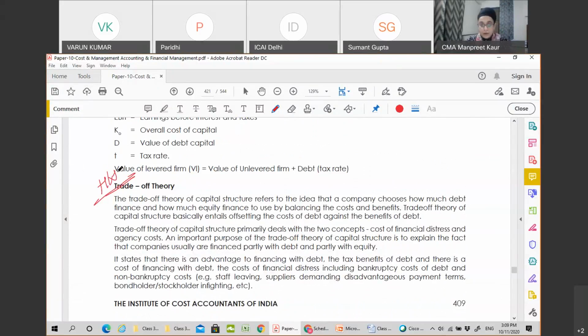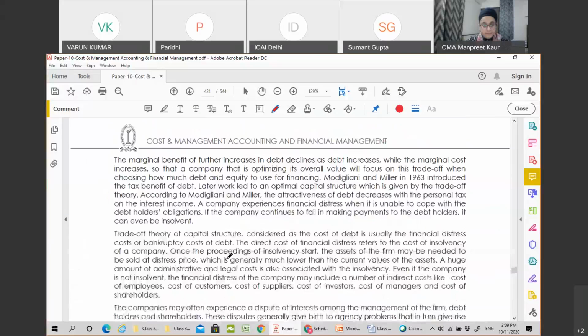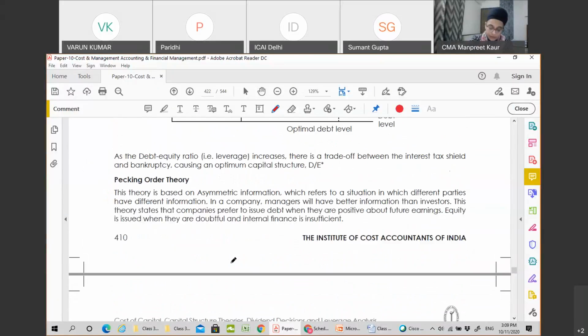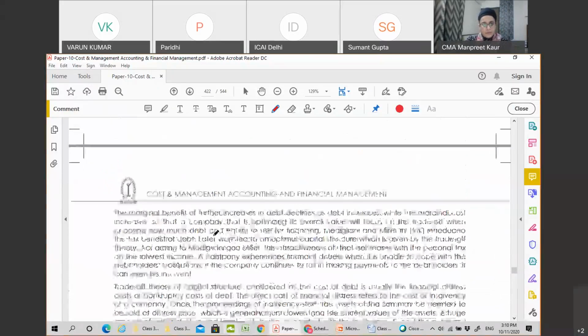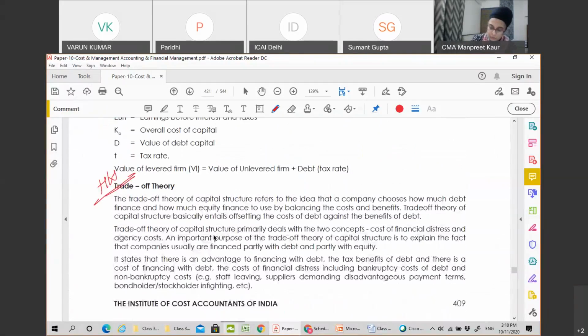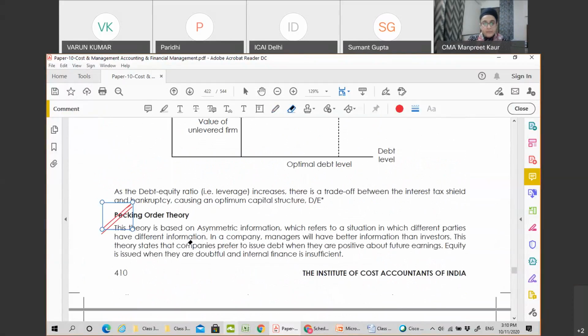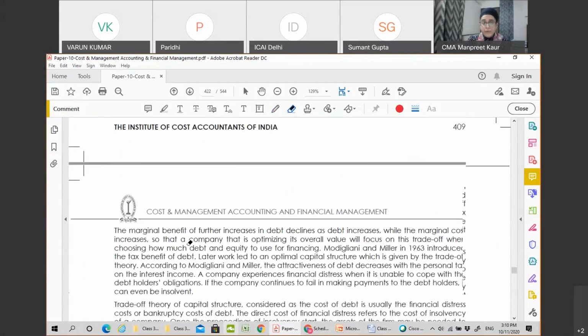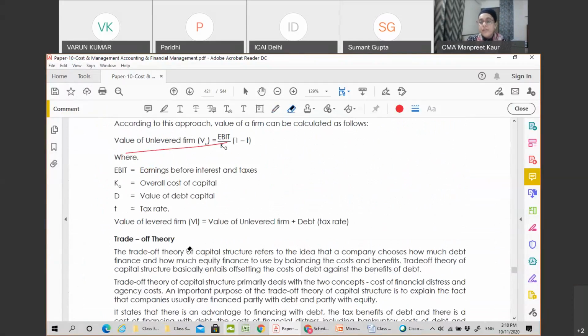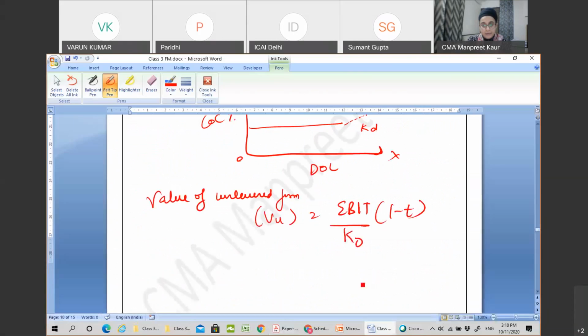What is the trade-off theory? And what is the pecking order theory? Trade-off theory and pecking order theory, no problem. I will discuss in brief what is the trade-off theory and what is the pecking order theory. Before that, we are left with the traditional approach. Let's start.